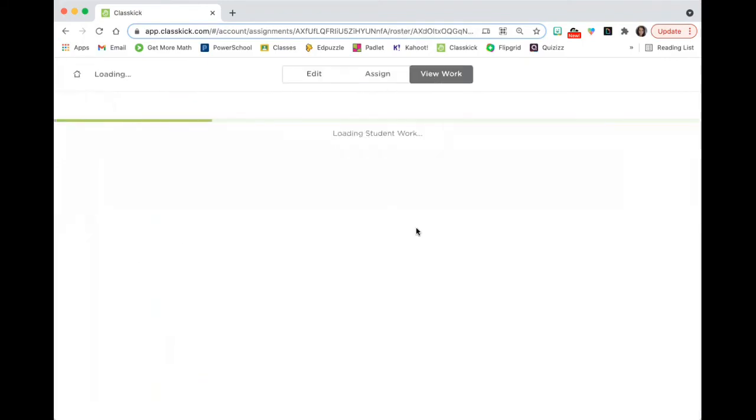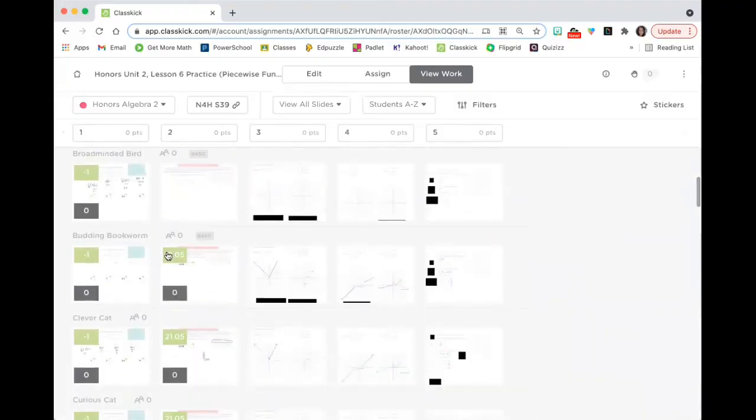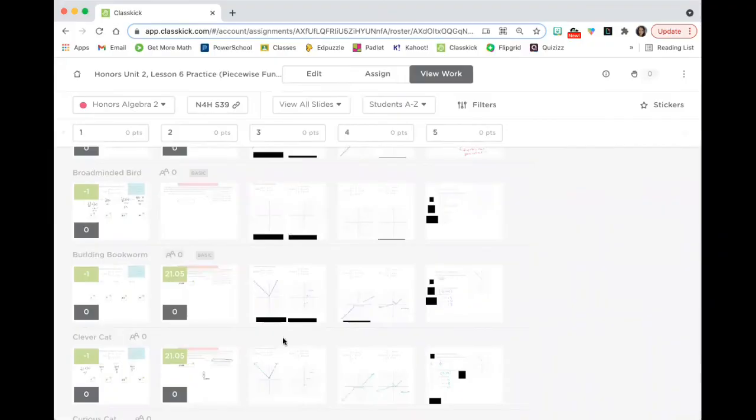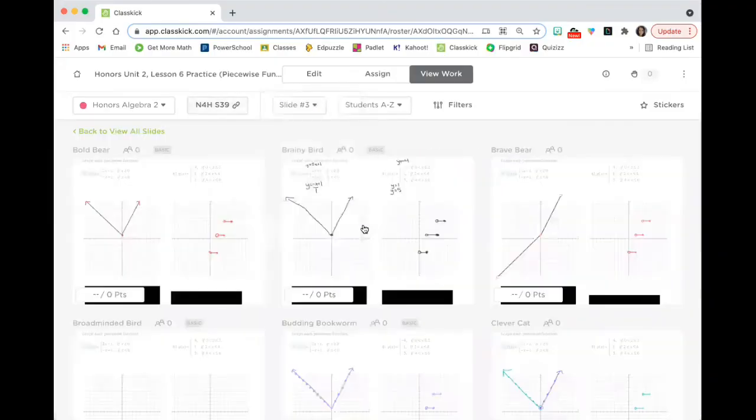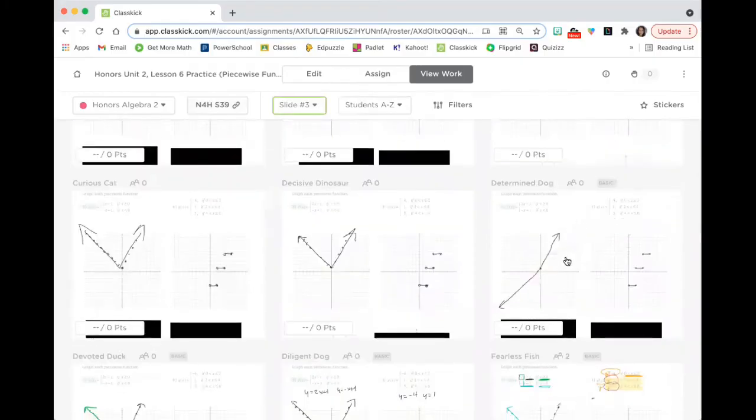And again, checking in on student work, I'm able to very easily, for the answers that they could type, see if students were correct or incorrect. And then also, if I wanted to just say focus on slide 3, I could just focus on slide 3 here, look to see like, okay, my brave bear over here, I'm going to need to check in with him or her. Same thing with my determined dog.